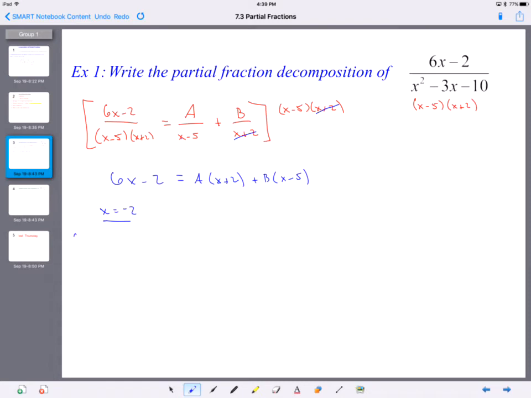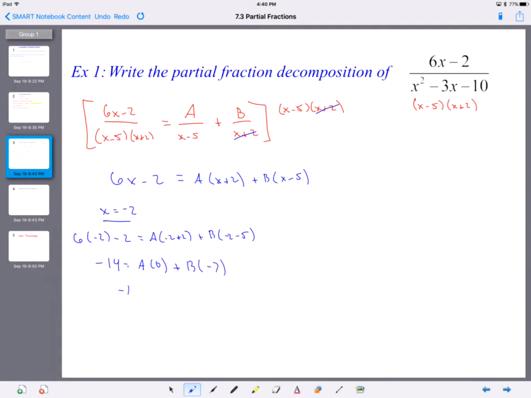So we'll say 6 times negative 2 minus 2 is equal to A times negative 2 plus 2, that's where you're going to get that cancellation, plus B times negative 2 minus 5. And we simplify this. This will give you negative 14 is equal to A times 0, so that's going to cancel, plus B times negative 7.